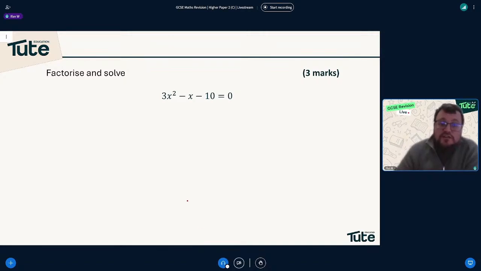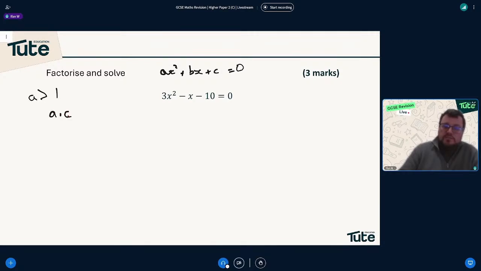So here we've got factorizing a quadratic equation. Now quadratic equations, I hope we all know, are all shaped like this. Not always is it equal to 0, but ax squared plus bx plus c. And what I'm realizing here is that a is greater than 1. So my method slightly changes. So what I do is I go a times c. So a is 3 and c is negative 10. So I now know it's negative 30.